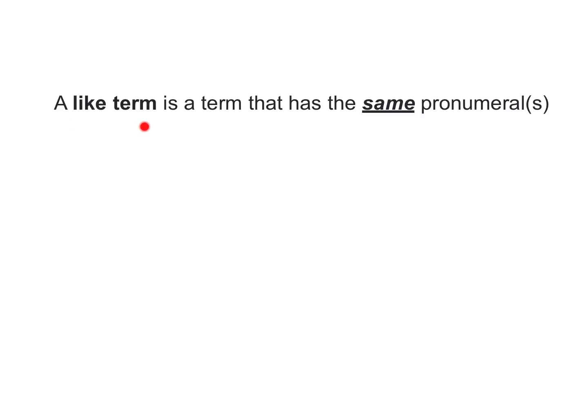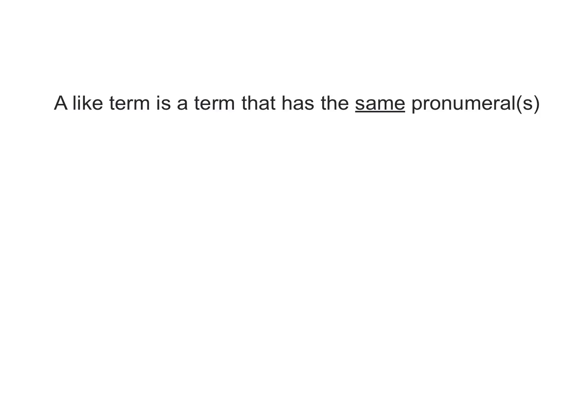Like terms are terms that have the same pronumeral or pronumerals. So for example, 2A and 4A and 6A. These are all like terms because they have the same pronumeral. Okay, so that is called a like term.